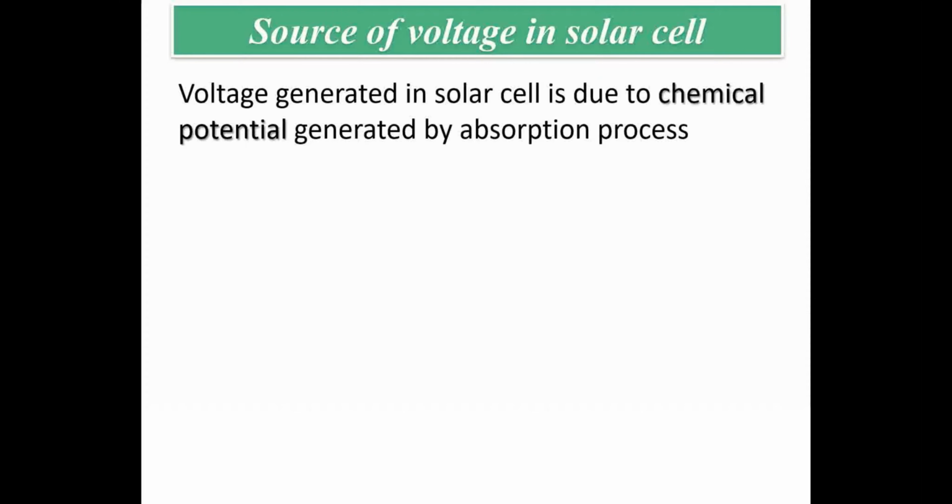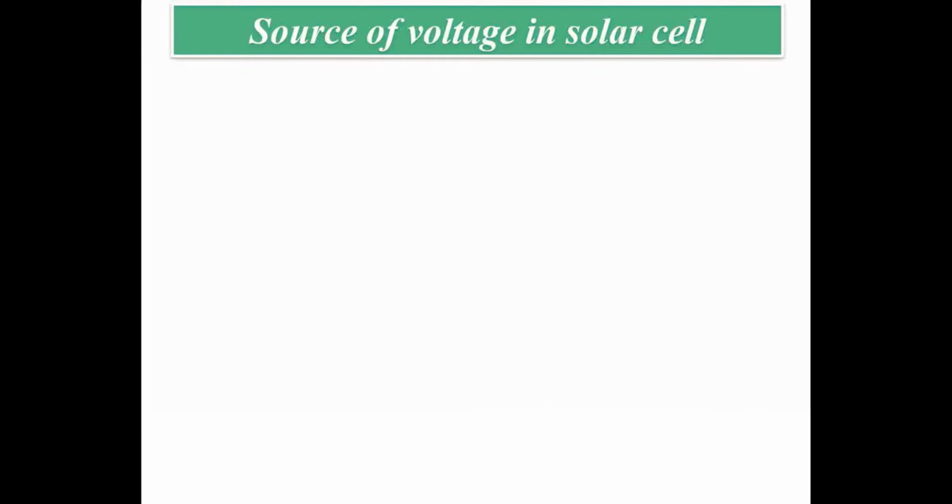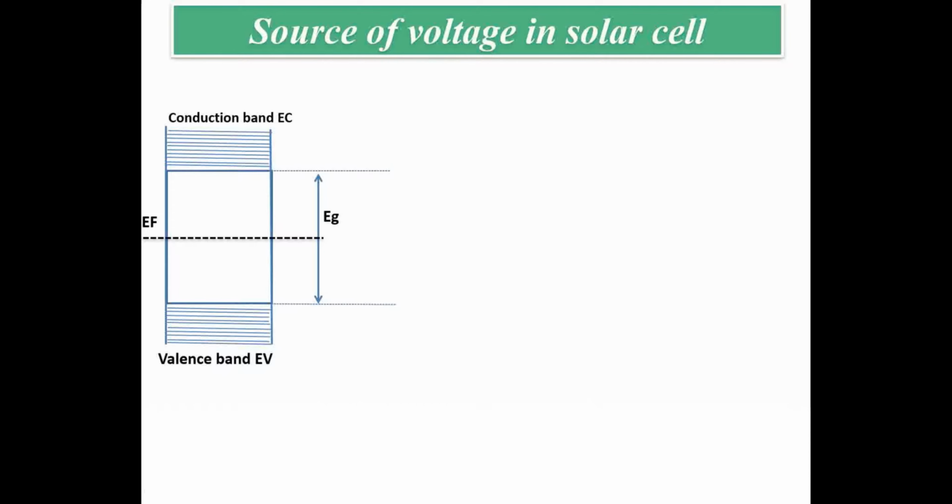So irrespective of device, if you take a single semiconductor material or absorber material, that will also show voltage due to this absorption-caused chemical potential generation. So what is chemical potential generation? Let us see. This is the band diagram of a single semiconductor. It is an intrinsic type. You can see a valence band state, a conduction band state, the band gap, and a Fermi level in the middle for an intrinsic semiconductor.